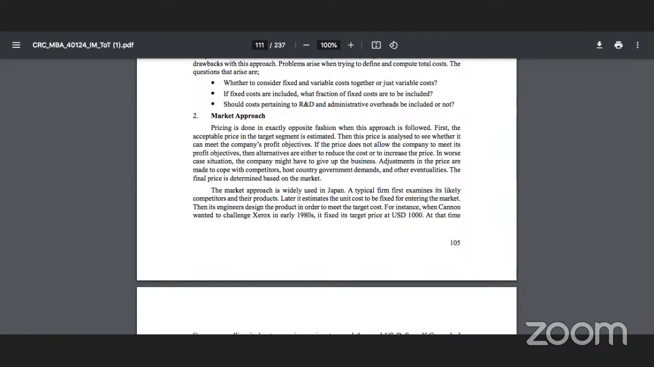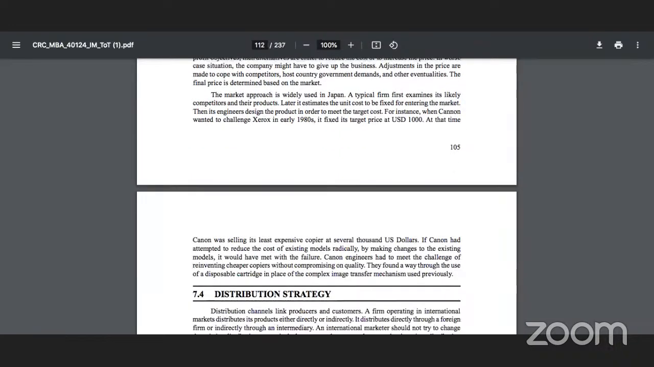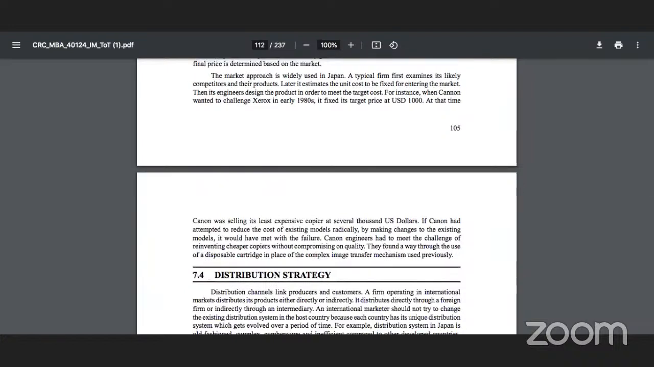So, if the price does not allow the company to meet its profit objectives, then alternatives are either to reduce the cost itself or to increase the price. In a worst case scenario, what does the company do? The company might have to give up business if it is not profitable enough and it is not able to recover its costs. So, adjustments in the price are made to cope with competitors, host country government demands, and other eventualities. And the final price is determined based on the market.